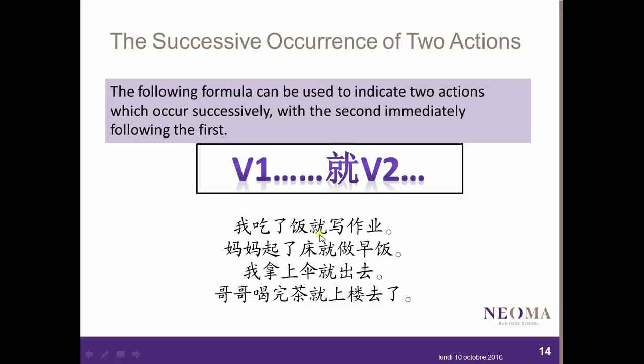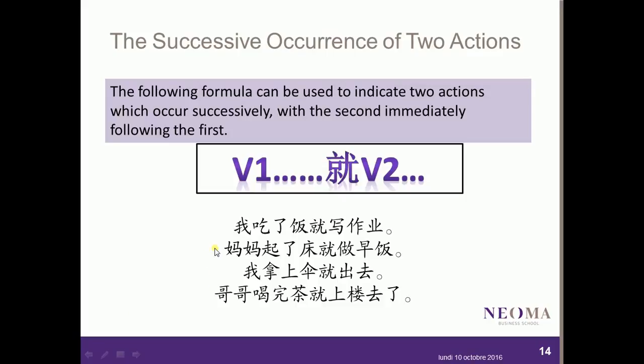So 就 means as soon as. As soon as I finish eating my meal, I will go write my homework. Okay? Verb 1 is 吃, verb 2 is 写. 吃了饭就写作业。Do you remember in the beginning we asked you to do the warm-up? What did you do each day after having breakfast? And then what do you do next? So you can use this pattern, for example in the first sentence, to show that 写作业 is right after 吃饭, this activity. Okay? All right, second one.